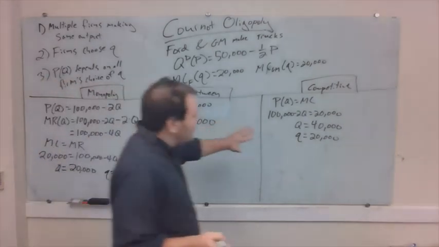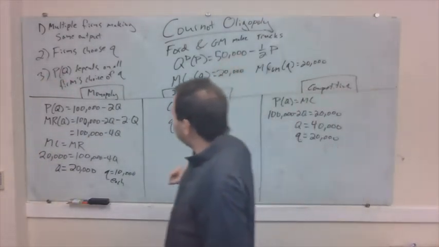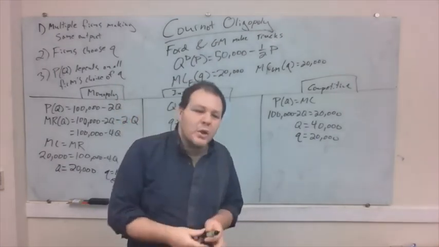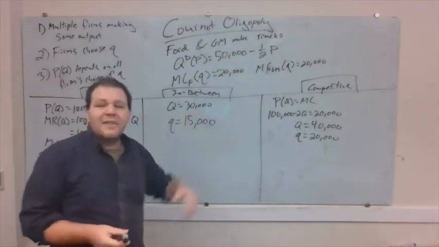So given these three kind of candidates, these three possibilities for how this competition will play out, let's think about using our game theory setup from last time. Which of these is going to be their optimal choice?